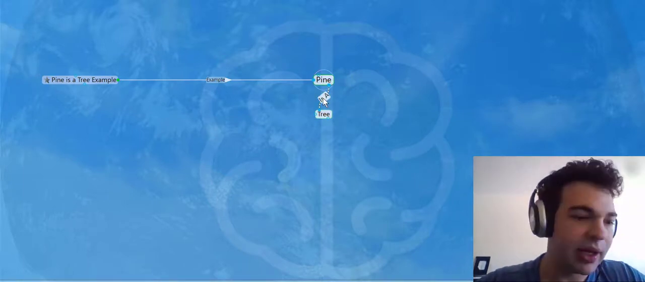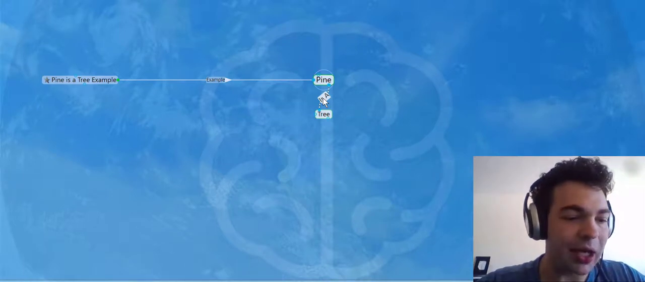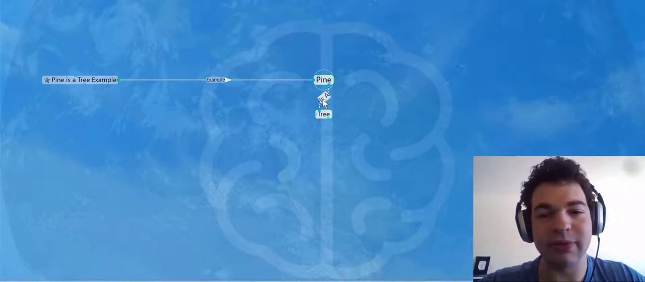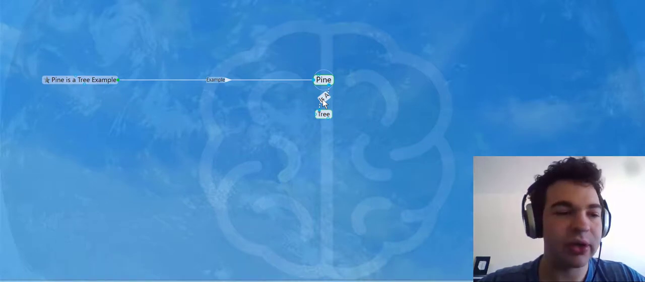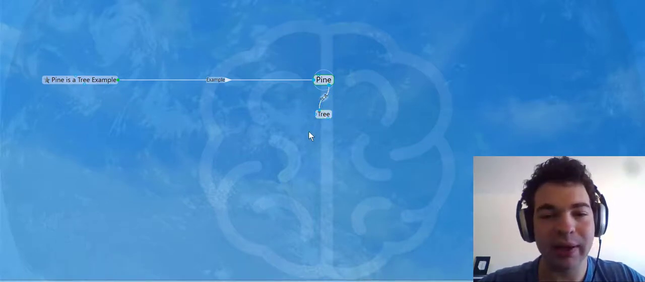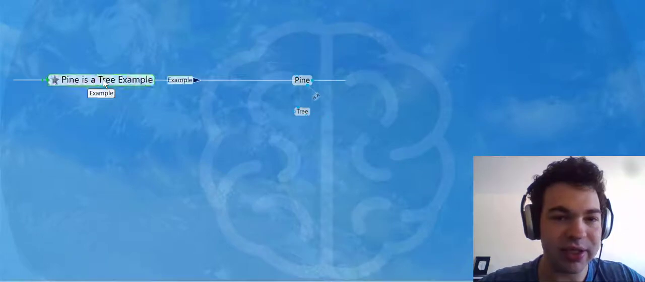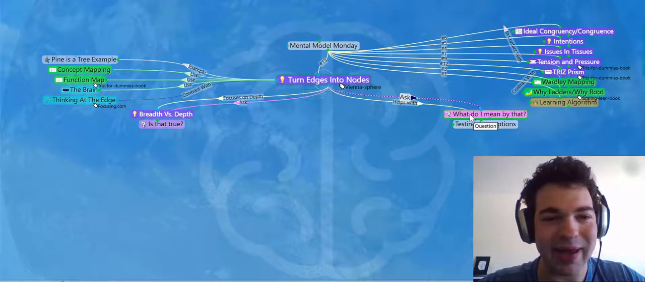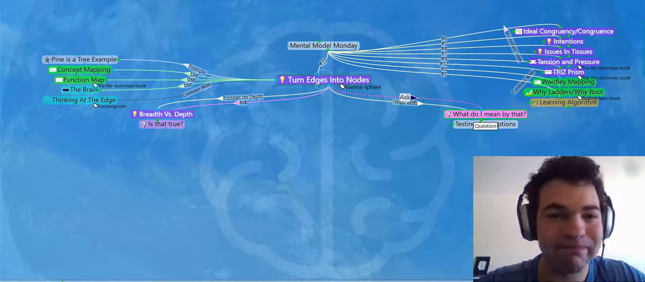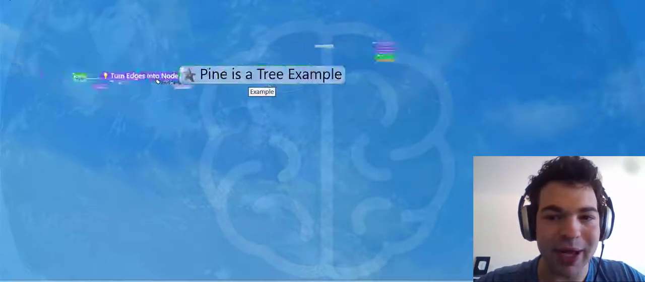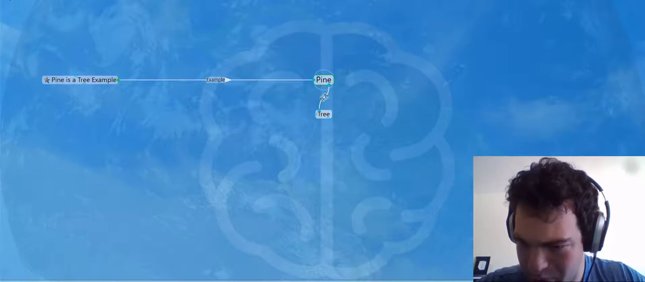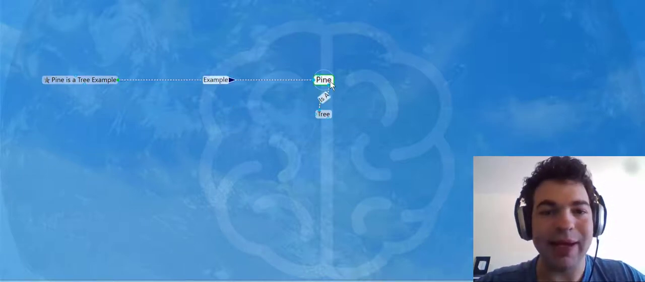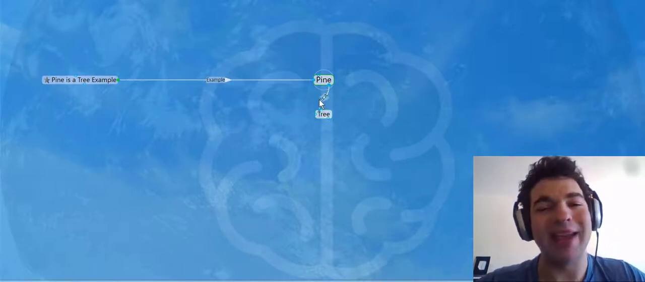So the way that we would turn this edge into a node is figure out what is the assumption we're making that makes this true. So the question we're asking here is, what do I mean by that? What do I mean by that? So going back, so pine is a tree. What do I mean by is a?